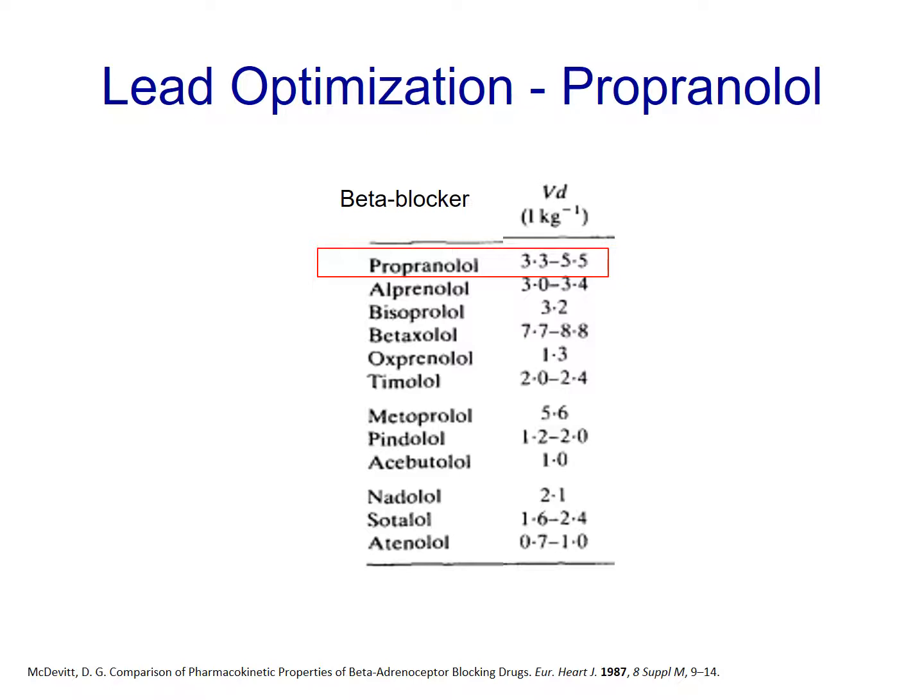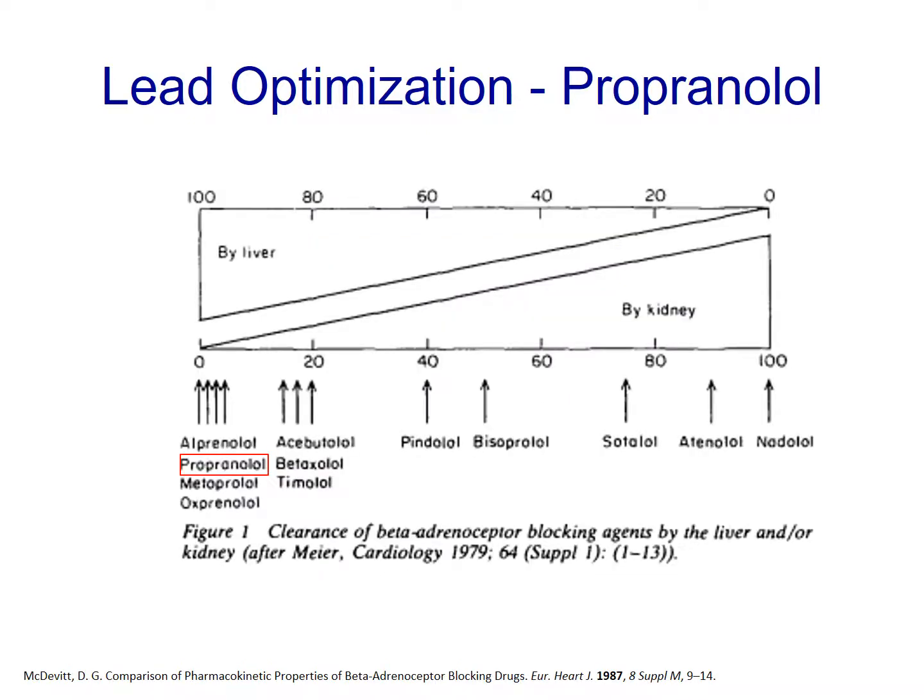Volume of distribution varies greatly among beta blockers. The volume of distribution of propranolol ranges from 3.3 to 5.5 liters per kilogram. The lipid-soluble drugs like propranolol appear to gain access to the central nervous system more easily and rapidly than other beta blockers, which could explain why certain drugs like propranolol are more likely to cause centrally mediated side effects such as vivid dreams. The figure shown illustrates the correlation between clearance routes and lipophilicity of a beta blocker.